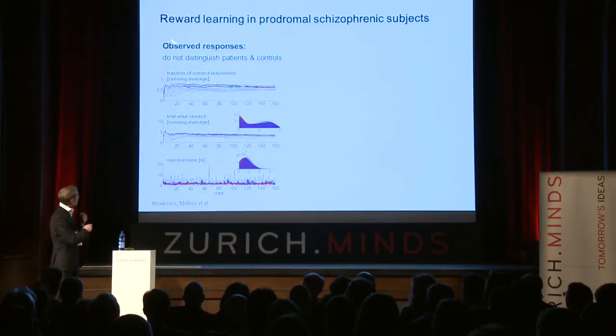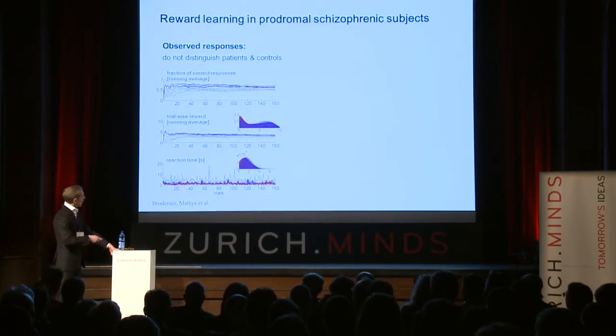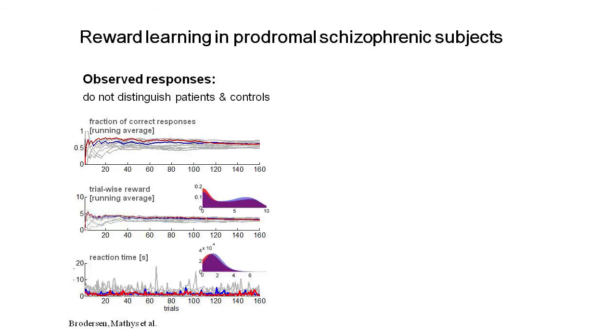So this is a simple reward learning task where they learn to predict upcoming monetary rewards. And when you look at their behavioral responses, and I show two distributions here in blue and in red for the two subjects in this case, they're pretty much indistinguishable. The healthy control and the prodromal patient are not different when you look at the statistics of their responses.